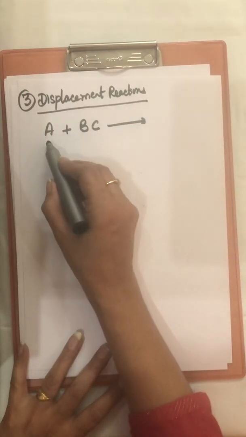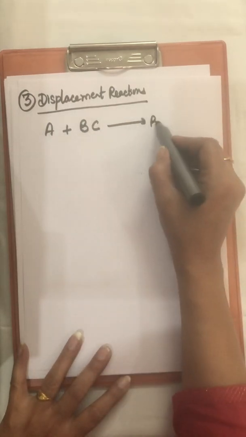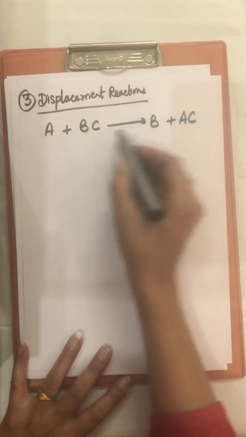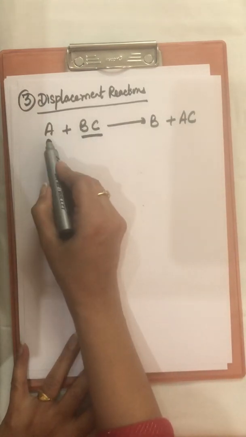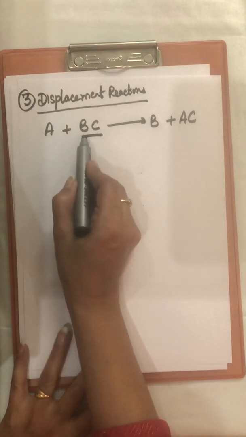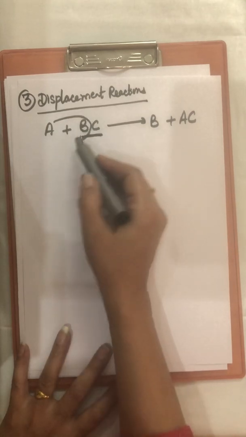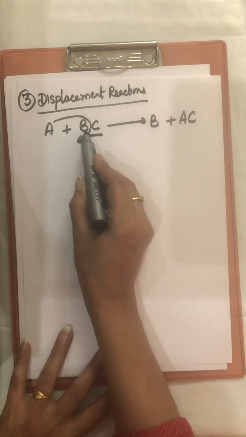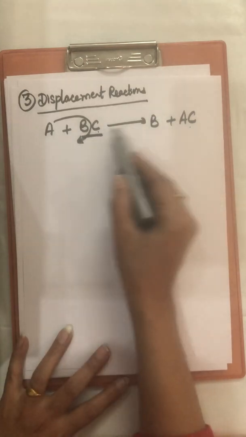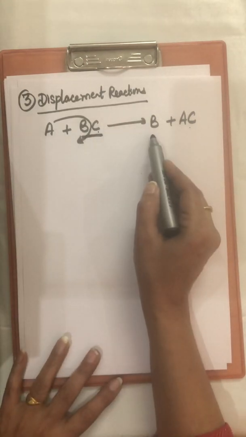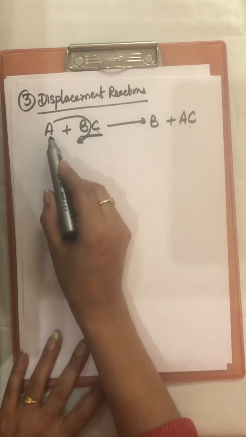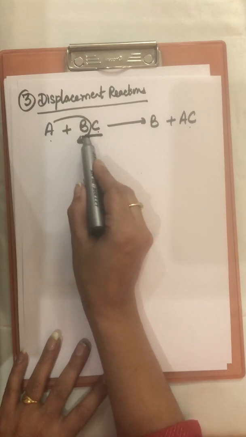Like when A is reacted with BC, we get B plus AC. This is a compound, this is an element. This element, if it is more reactive than this element in the compound, will displace it. It will come in place of this B. So AC will form and B comes out. But remember, this reaction can take place only if this element is more reactive than the element in the compound.